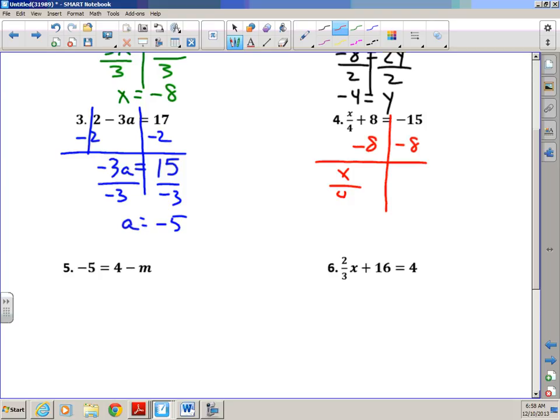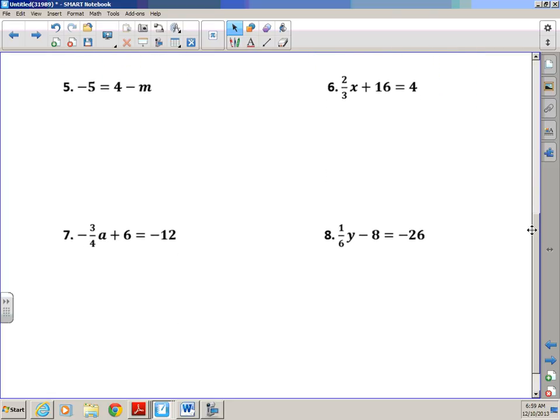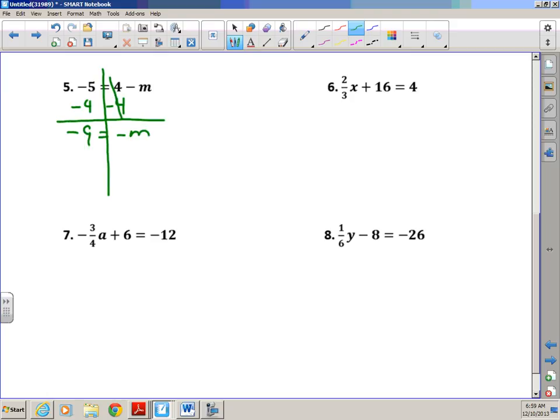You'll recall from yesterday, what's happening here is x is being divided by 4. So now we're going to multiply by 4 and get negative 92. Okay. Now we're going to have another very common mistake that we've got to watch out for here. So 4 is a positive 4, so we're subtracting 4. When we do that, we get negative 9 equals negative m.